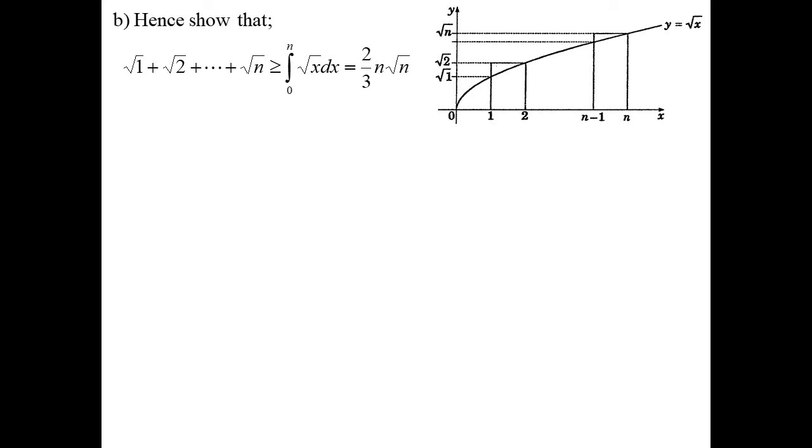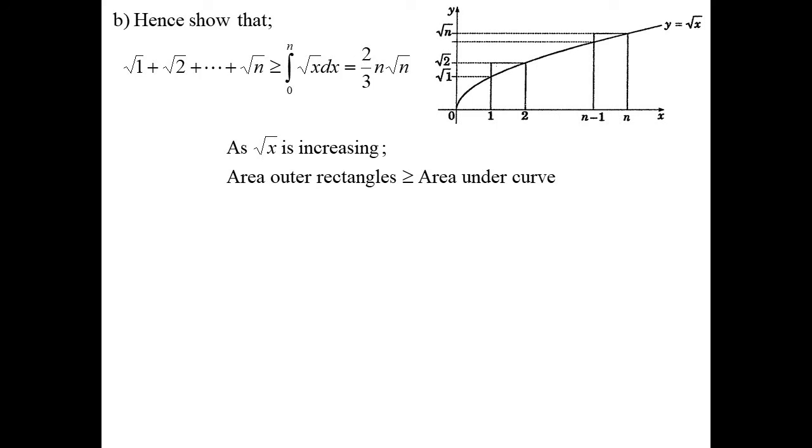Hence, show that. So now we're playing with the areas. There's the graph again, so I can illustrate what we're going to do here. We know that our curve is continually increasing, and we can also see from our graph that the area of the outer rectangles will always be greater than or equal to the area under the curve. So my outer rectangles all have a width of 1, and the height would be function 1 plus function 2 and so on. So it's square root of 1, square root of 2, up to the square root of n. So that's got that part of the inequality. Now we actually have to work out the integral from 0 to n of root x.